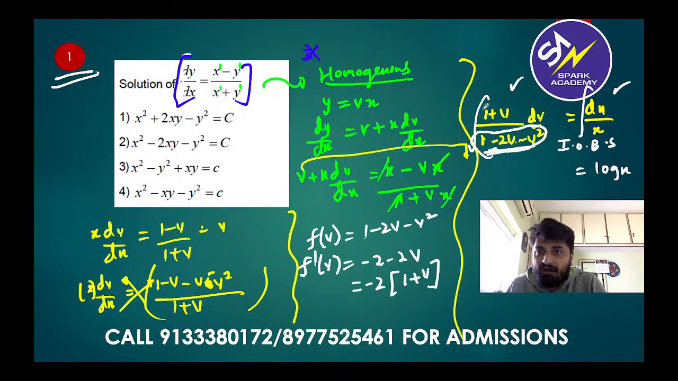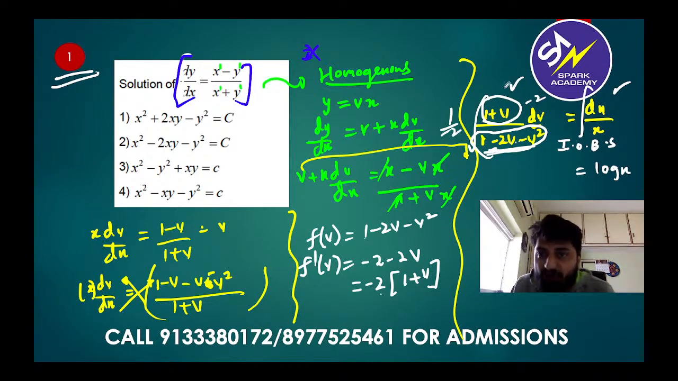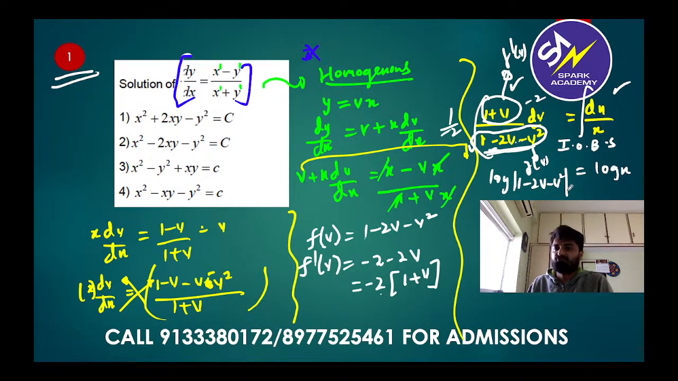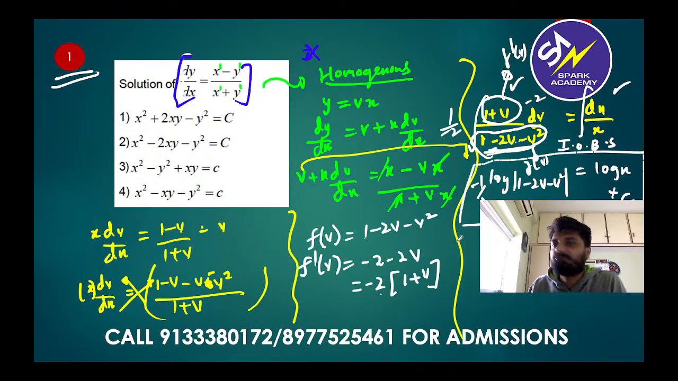So you are observing numerator 1 plus v, but the denominator derivative is minus 2 times (1 plus v). So can I multiply with minus 2? Can I divide with minus 2? Everybody? If you do that, this is like f dash v by f of v. That formula gives log of the denominator, which is log of (1 minus 2v minus v square), and this is minus half. So we got the final solution of the differential equation.